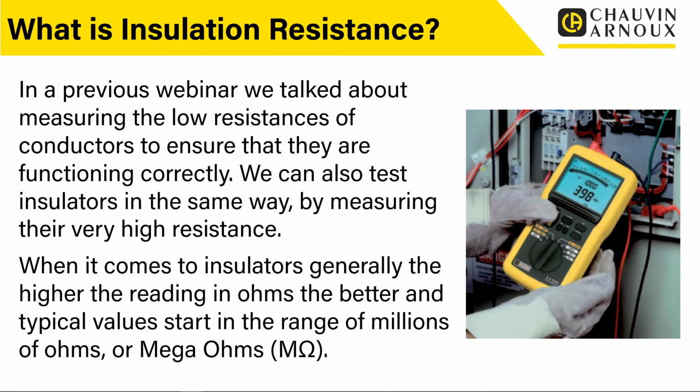So when we're looking at readings, we're talking very, very high values. Remember when we talked about low resistances, we were talking in milliohms and micro ohms. Well, now we're talking the other end of the scale. We're talking in millions of ohms or billions of ohms. So we're talking insulators, very, very high resistance values.